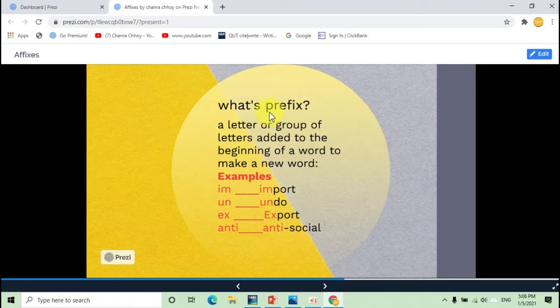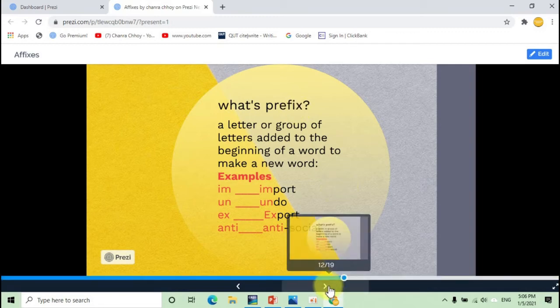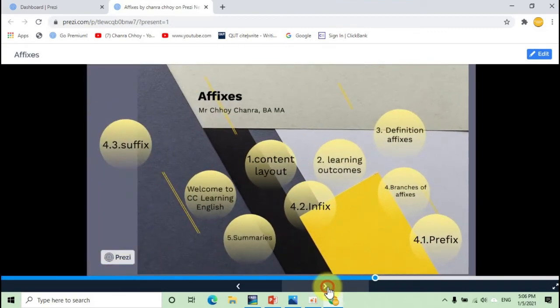Pre means before, and fix means at the beginning of the root word, basic word, or stem word. So that is what we call a prefix. All right, now we're going to the next.